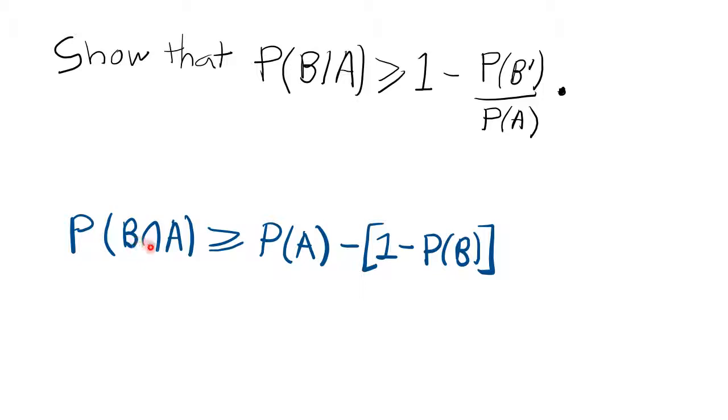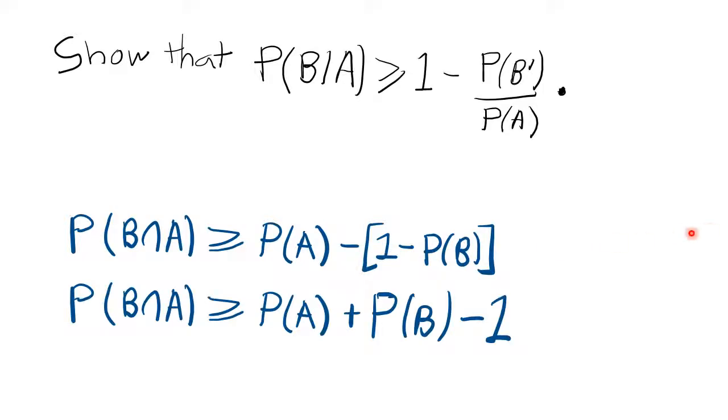Okay, so what I did is I took the last part, B complement, and wrote it as 1 minus the probability of B. And what I can do here is then simplify this equation to have the probability of A plus the probability of B minus 1. And we have this simplified form over here. So what we need to do now is use logic to show that this is actually true.